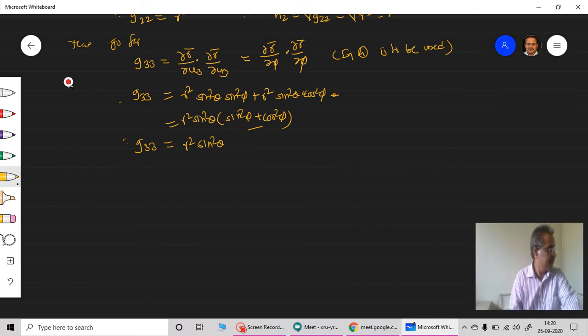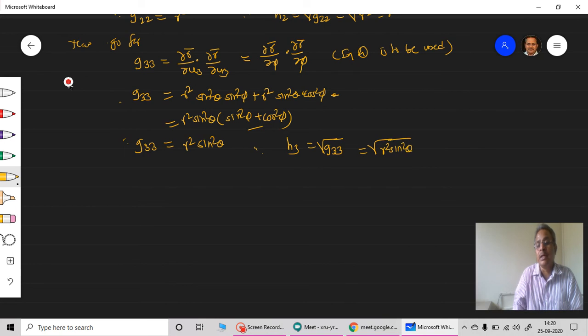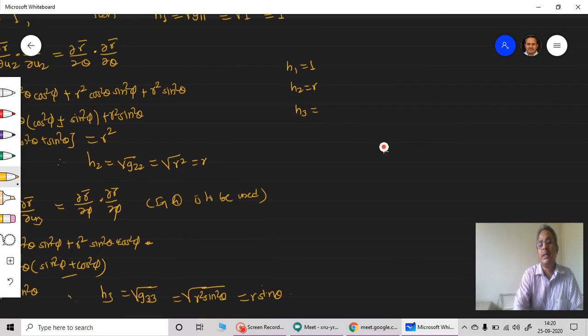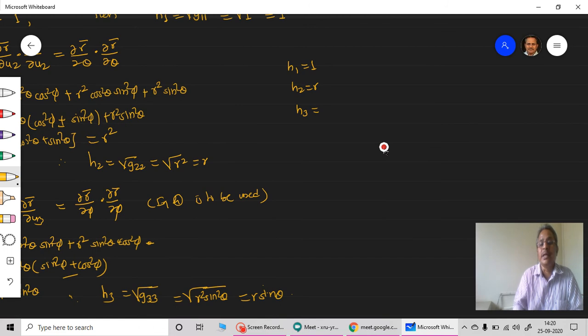If it is this way, then H3 is equal to root of G33, and hence I'll get root of r² sin²θ, and therefore it is simply r times sin θ. So in the list of my H1, H2 and H3, I'll get this to be r times sin θ.